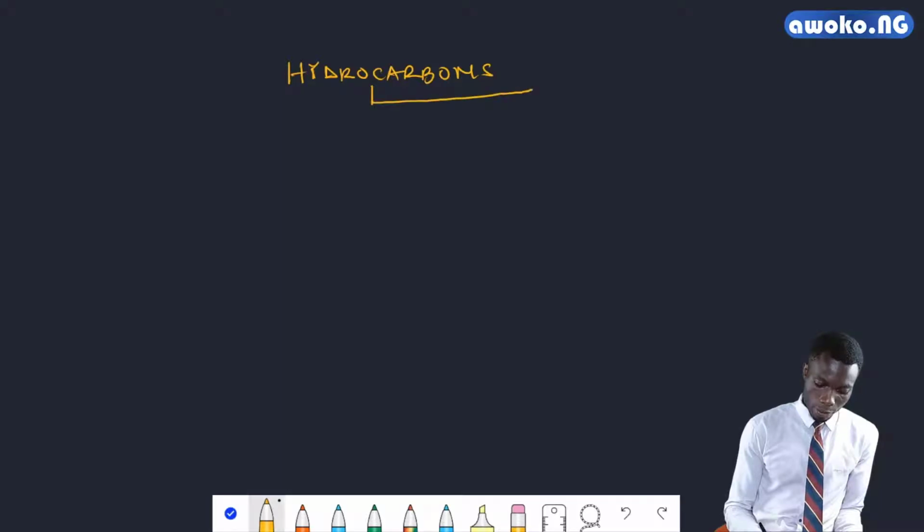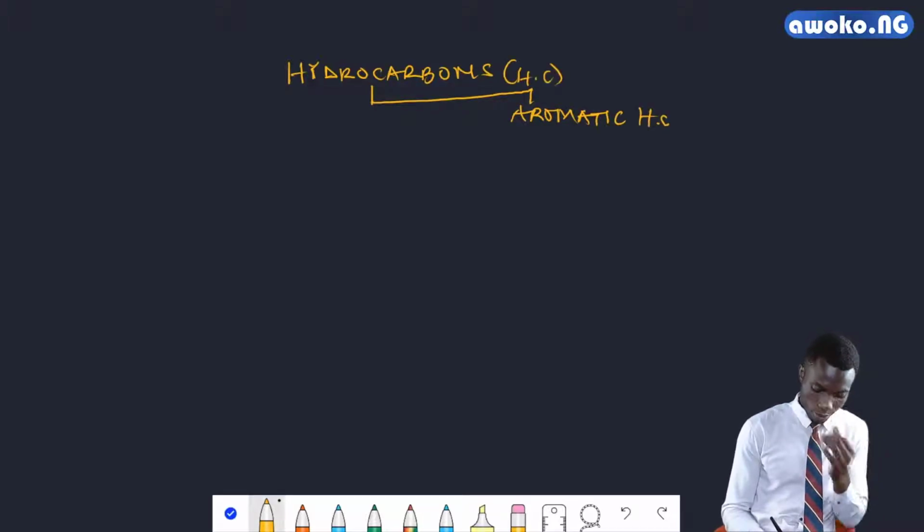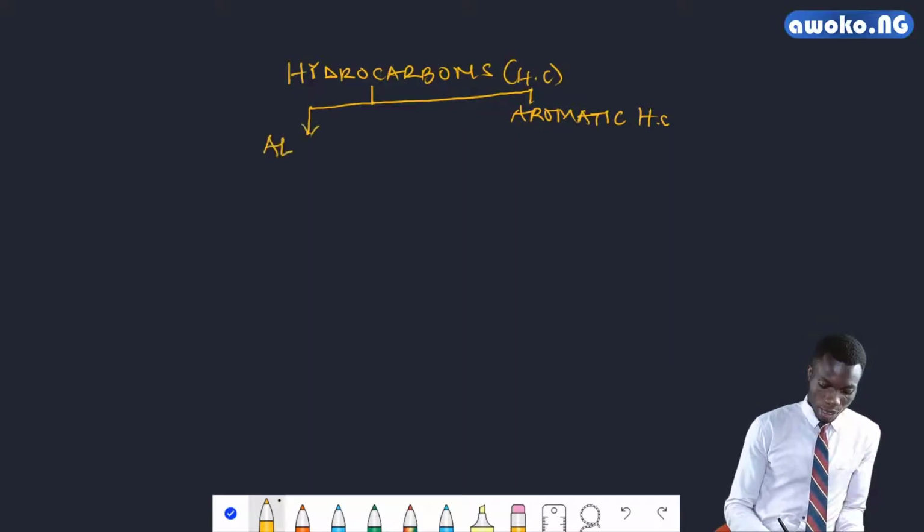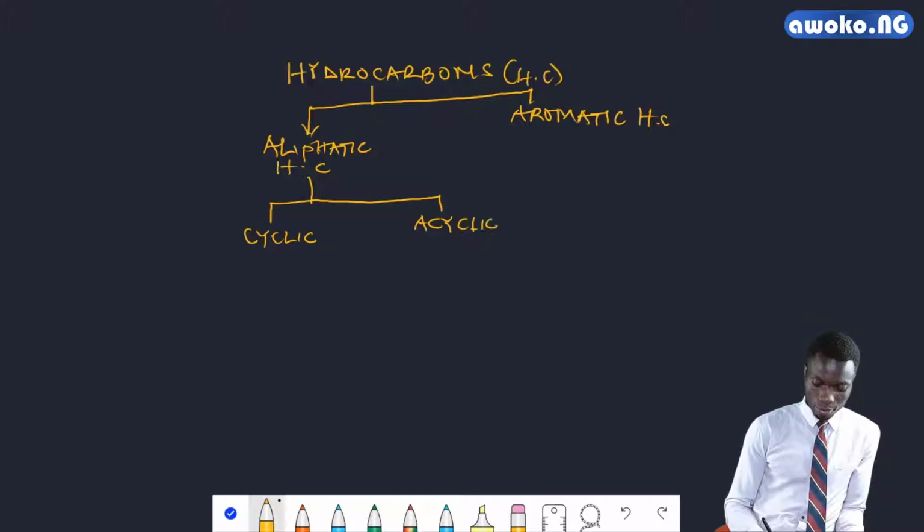Now, hydrocarbons are broadly divided into aromatic hydrocarbons and aliphatic hydrocarbons. Now, basically, aliphatic hydrocarbons are further divided into cyclic and acyclic hydrocarbons.